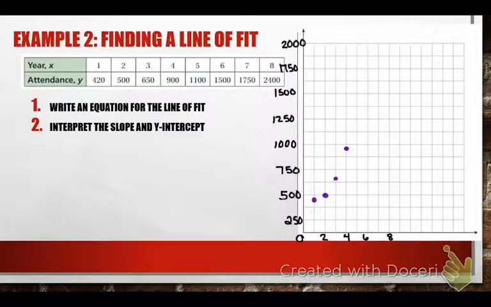1,100, year 5. Hey, what's happening to the festival? It's increasing people. Yeah, it's growing in popularity, right? They must be doing something right. They're attracting more people every year. 1,500 in year 6. Ooh, they got a big old jump. Right? And then 1,750 in year 7.